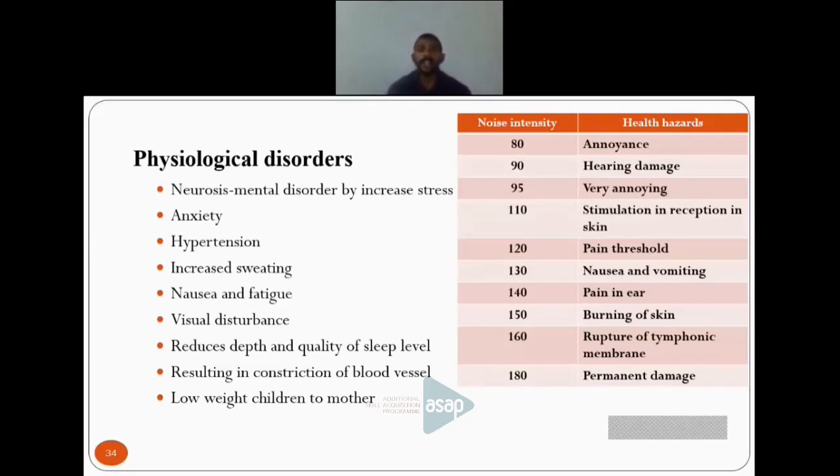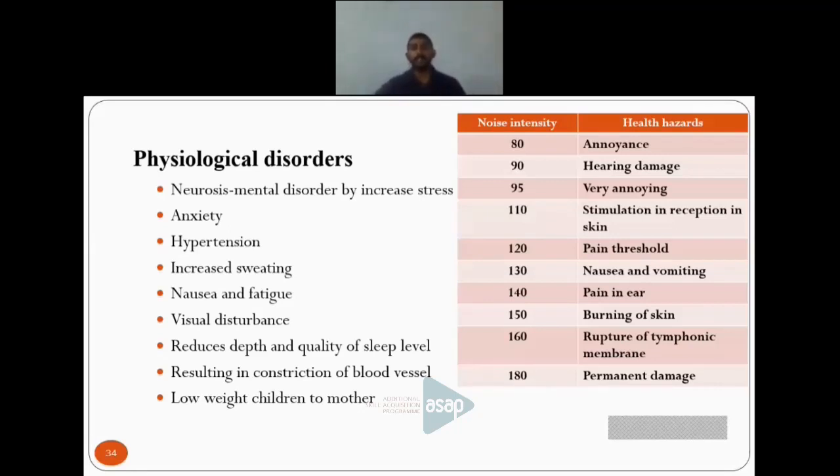And next is nausea and fatigue. That is, we get a tendency to vomit. And next is visual disturbance. There are chances of fainting. The higher noise impact will cause fainting and visual disturbance. We may not be able to see what is there. And lastly, we've seen that reduced depth and quality of sleep results in constriction of blood vessels, so breakage of a blood vessel may also happen.